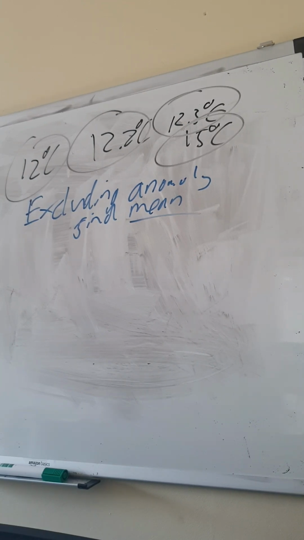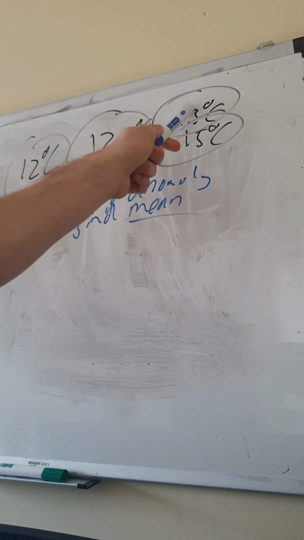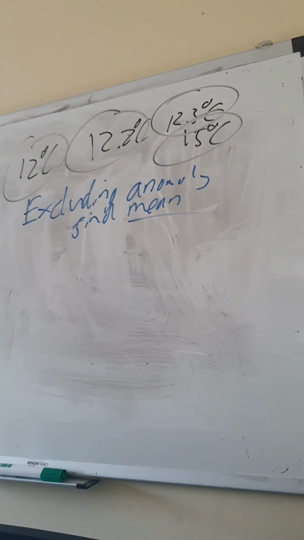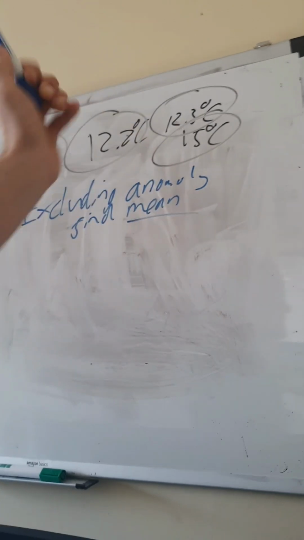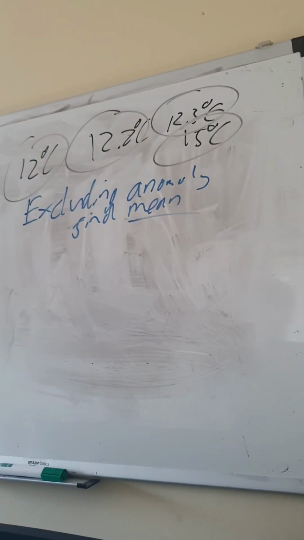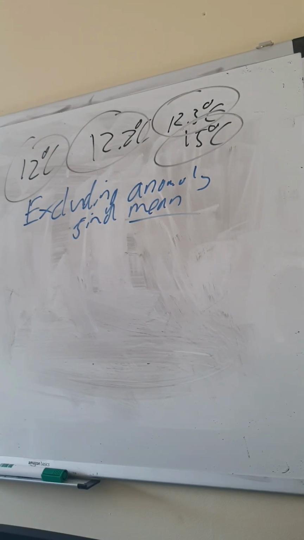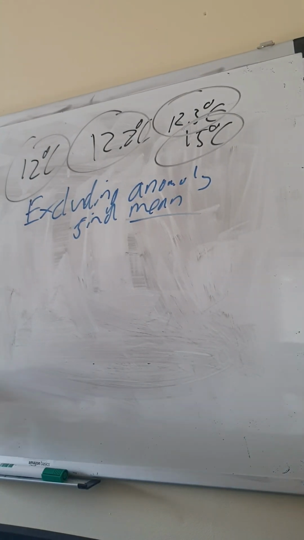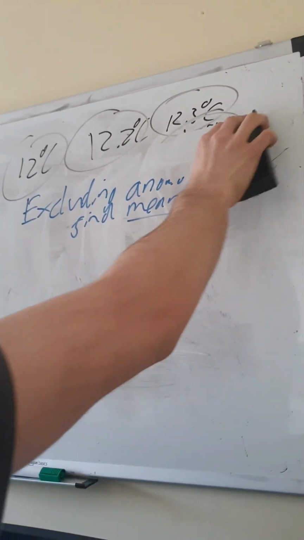First of all, we need to understand what is an anomaly. So an anomaly is basically a result that doesn't fit with the other results. So, what numbers are close together? 12, 12.2, and 12.3. They're all very, very close together. But we have 15. 15 is really far off of 12 compared to 12.2 and 12.3. So, that is our anomaly. It doesn't make sense. So, we can already just disregard that.